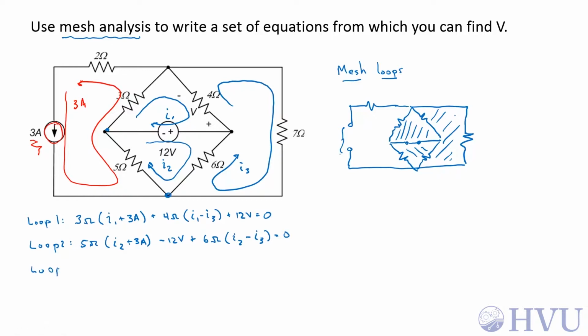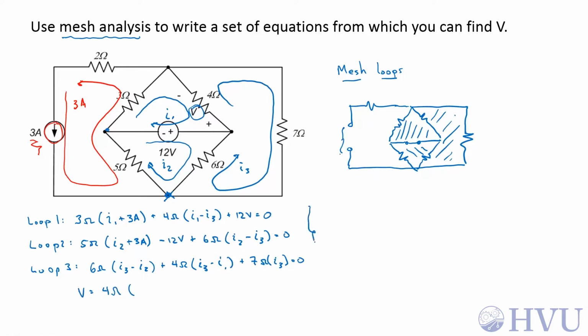Finally, loop 3, if I start down here again, 6 ohms times I3 minus I2 plus 4 ohms times I3 minus I1 plus 7 ohms times just I3 is equal to 0. Finally, I need an equation that describes V in terms of my mesh currents. So V is equal to 4 ohms times the current going through that.